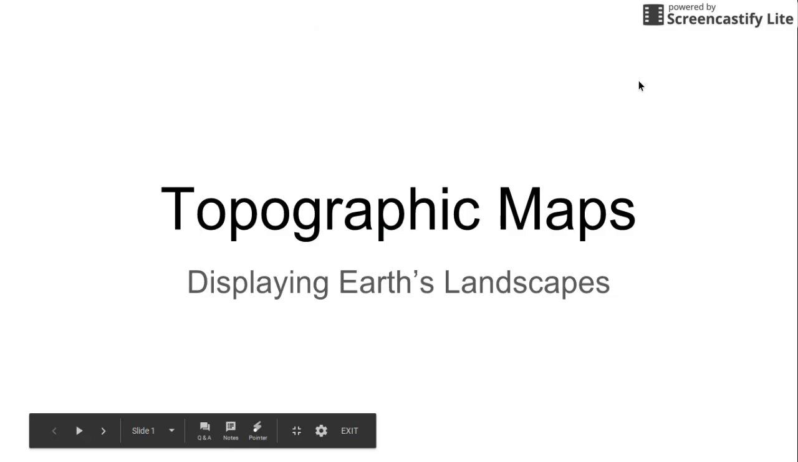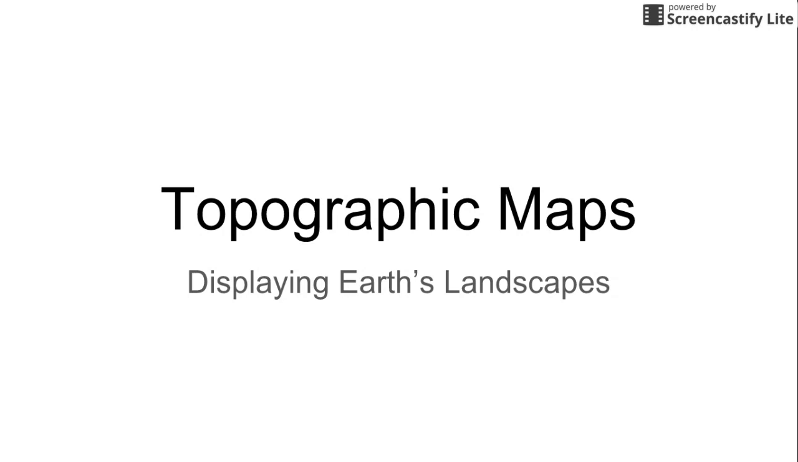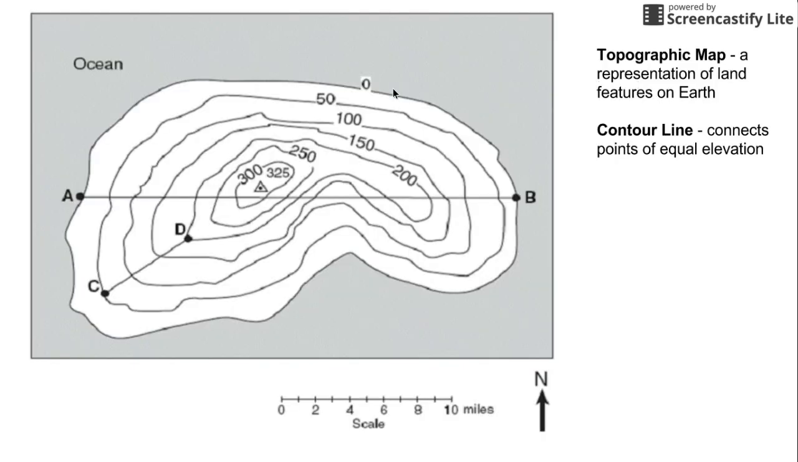Okay, so for this mini lesson, we're going to be talking about topographic maps. As you can see from the subtitle here, topographic maps display Earth's landscapes. So for example, we have this landscape here, with an island surrounded by the ocean. And these lines represent the points of elevation.